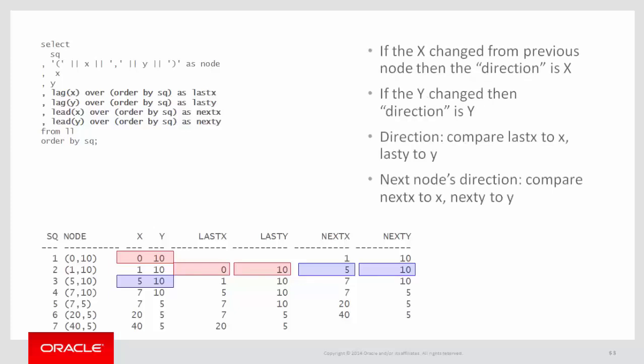If the x changed from the previous node, then the direction is x. If the y changed, then the direction is y. So to get the direction, we compare the last x to x and the last y to y. To get the next node's direction, we compare next x to x and the next y to y.